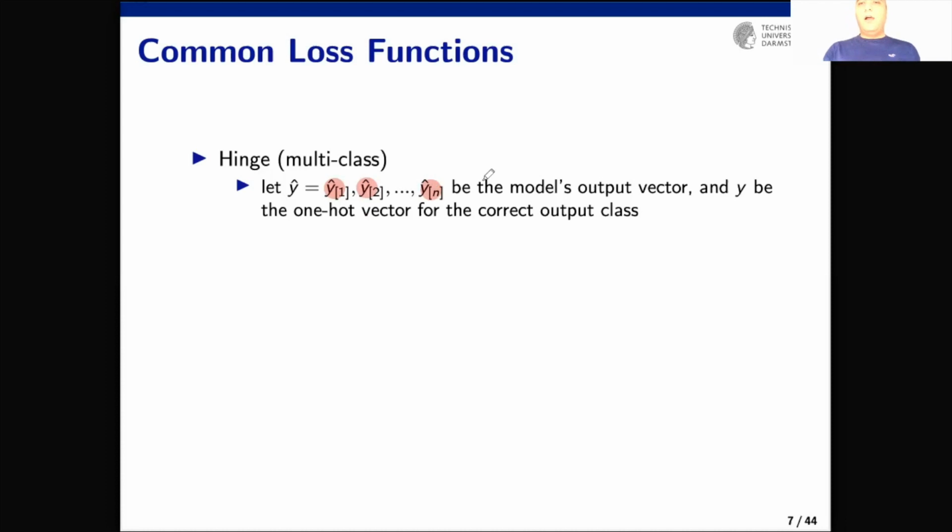And if we assume that y, the true label, is also a one-hot vector, meaning that one of these labels is correct, and 1, and the rest is 0, then the inference is easy.